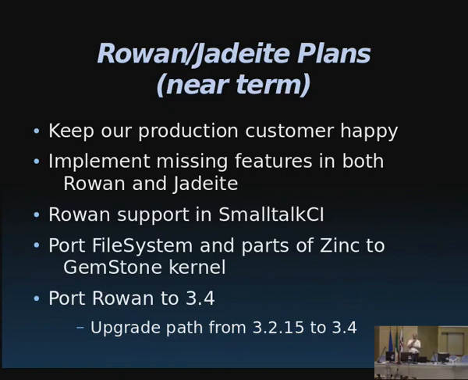And I've started a project doing Rowan support in Smalltalk CI, and I want to get file system and parts of Zinc ported so that I can do HTTPS and better file manipulation within Rowan. And also port Rowan to 3.4. So we're on 3.2.15, which is not the latest version of GemStone, but that's the version our customer is using.